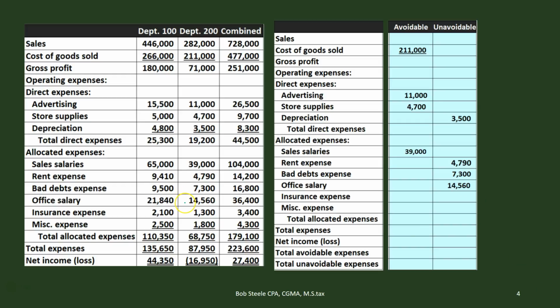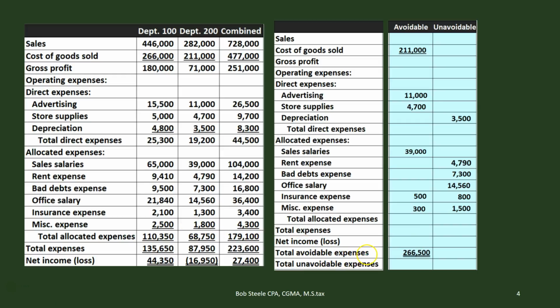Unavoidable. The office salaries, that's another one that, when we break out the departments, are usually allocated to the departments in some fashion. If we eliminate a department, the office salaries are still going to be there. And we have the insurance expense. We're going to say part of that is avoidable. We can reduce the policy if we get rid of that department, but part of it will not be avoidable. Therefore, we have to split that one out from the 8,885 for the 13. And the miscellaneous, once again, part of that is avoidable, and part of that will not be avoidable.